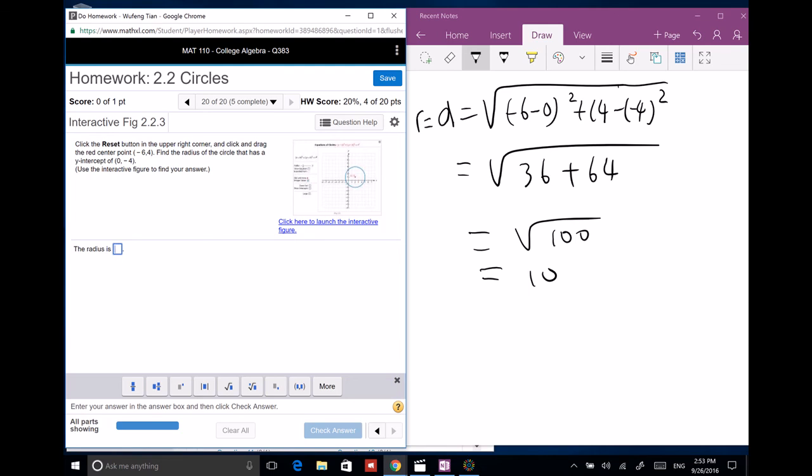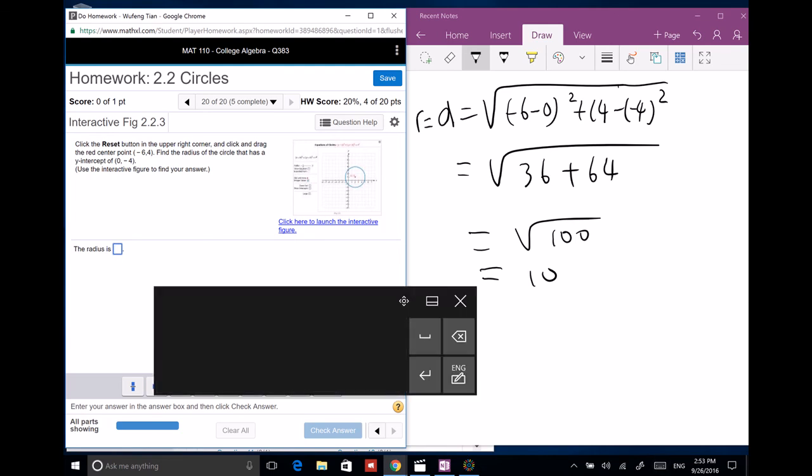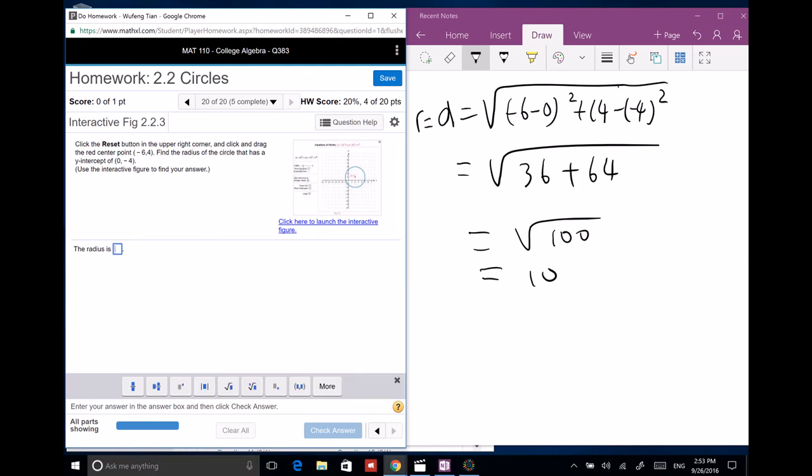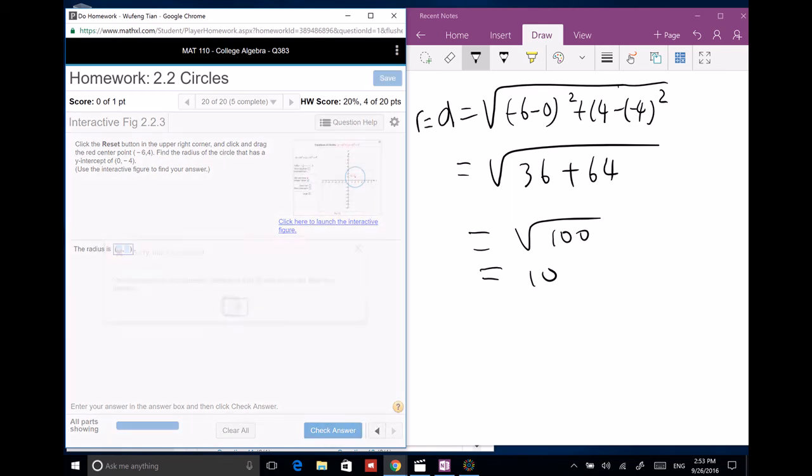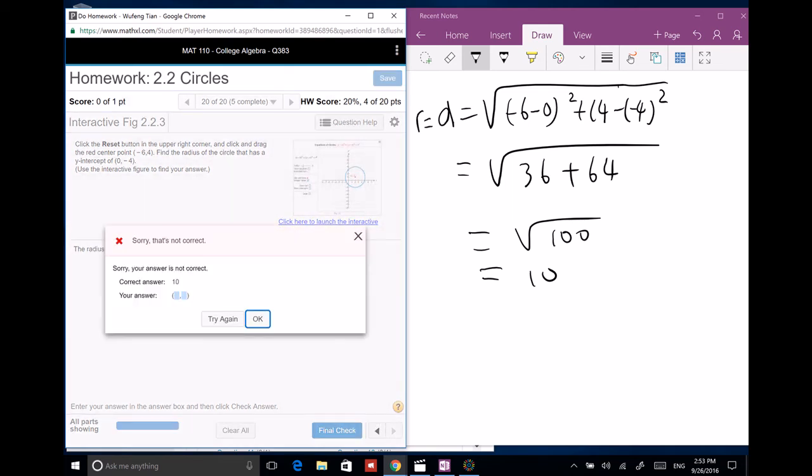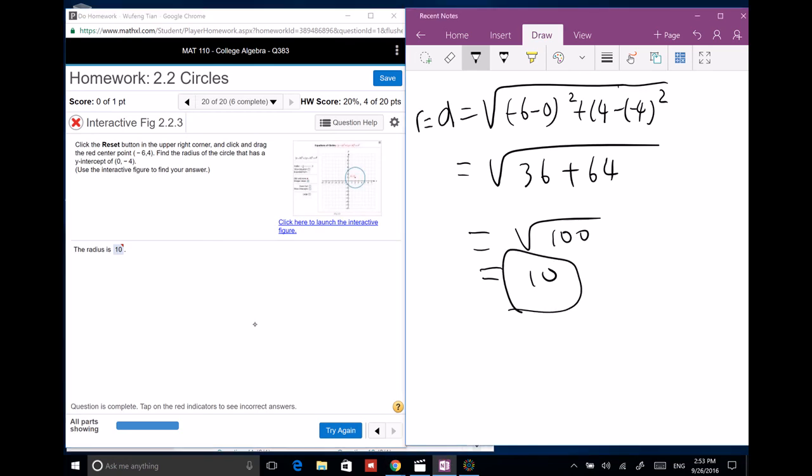Let me see if I can do that. Oh, it's just too complicated for me to do that. I'll just check the answer. Oh, it doesn't tell me, it just gives you the right answer. Check. Okay, so you can see that the answer is 10, right? I'm doing right. All right.